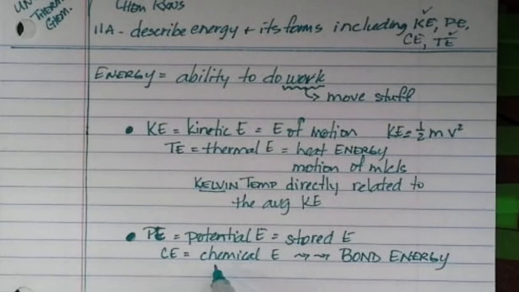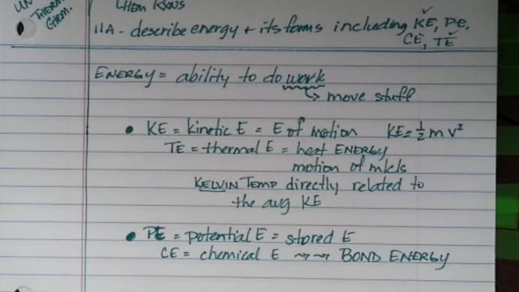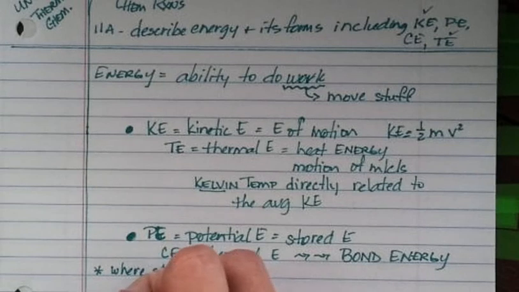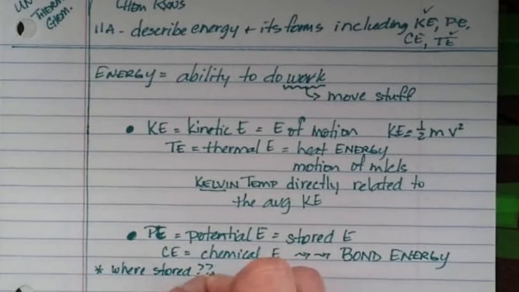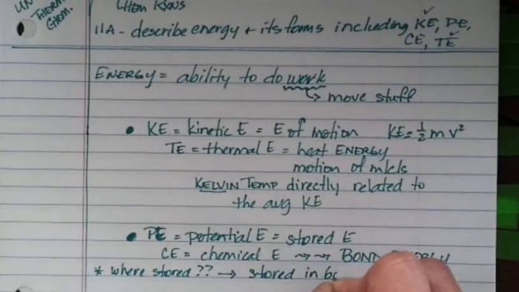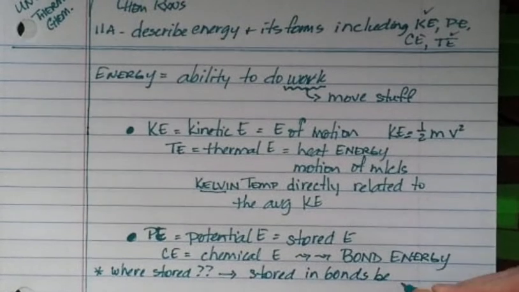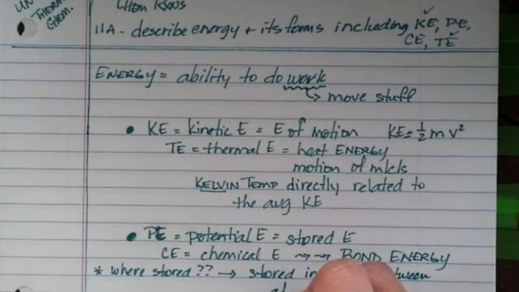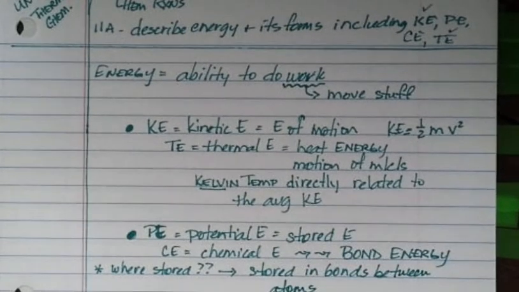So you'll see these in a lot of different ways. But when we talk about this chemical energy, there are two pieces of info that you really, really need to know. First and foremost, when we talk about chemical energy and we talk about it being potential energy, stored energy, where is it stored? It's stored in the bonds between atoms. We talked about ionic bonds and covalent bonds. So this energy is stored in the bonds between atoms. That's where that energy is stored.